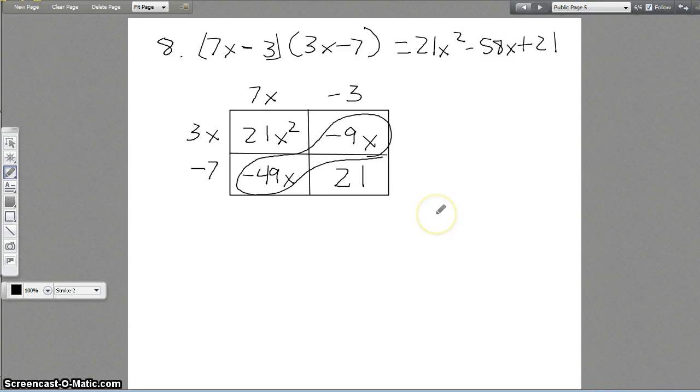So that is how you work the problems in number 8, which is just like number 13. You can use the box method or not. I recommend using the box. That is all.